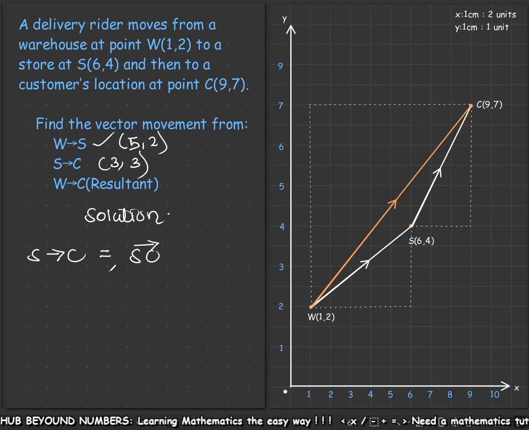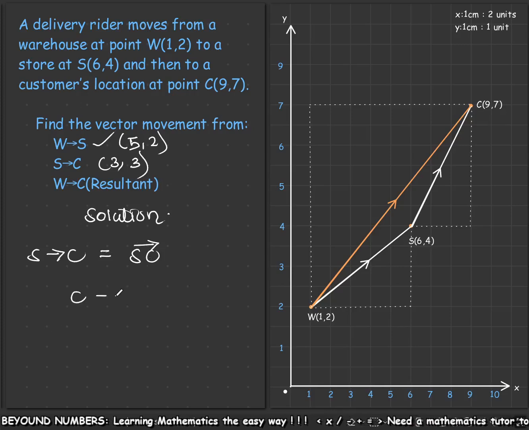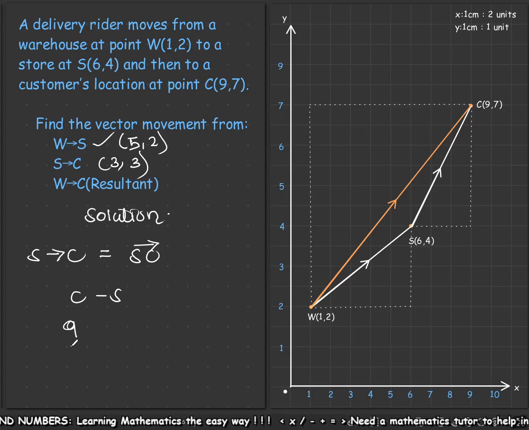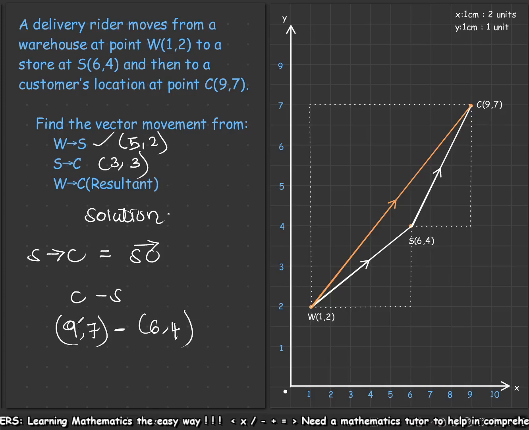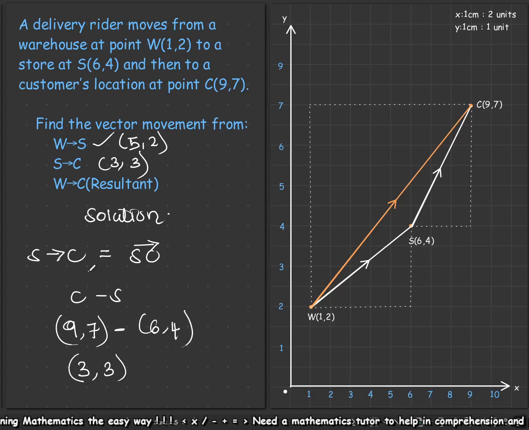Now let's come and solve it and see if we are going to get the same answer. So S to C is simply C minus S. You see, and we know C being 9, 7, then minus your S, which is 6, 4. So you have 9 minus 6, which gives us a 3. And then 7 minus 4, which also gives us a 3. And as you can see, it is the same as what we have over here.